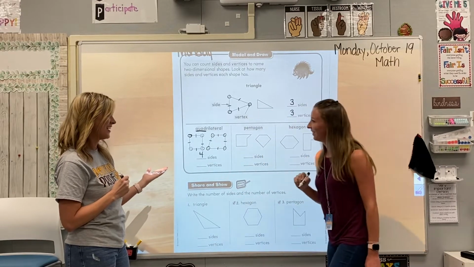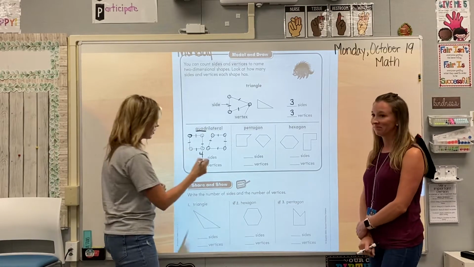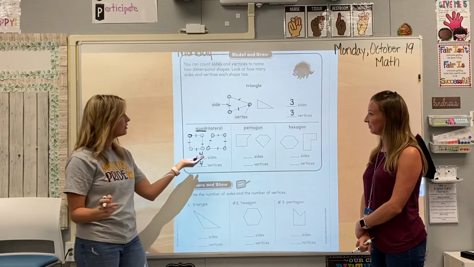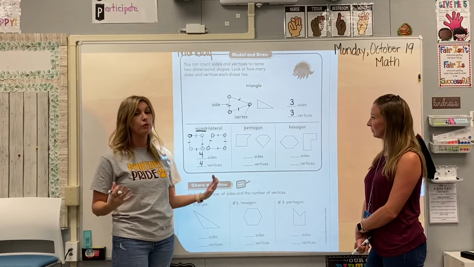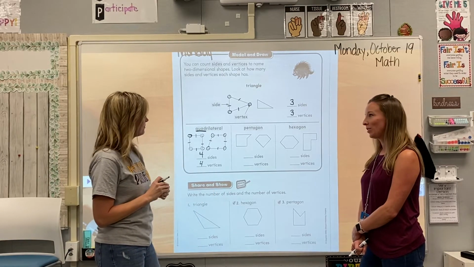Very good. So both of our quadrilaterals, quad means 4, have 4 sides and 4 vertices. And even though they look a little different, they both have 4 sides and 4 vertices. That doesn't change. They're both quadrilaterals: 4-sided, 2-dimensional shapes.